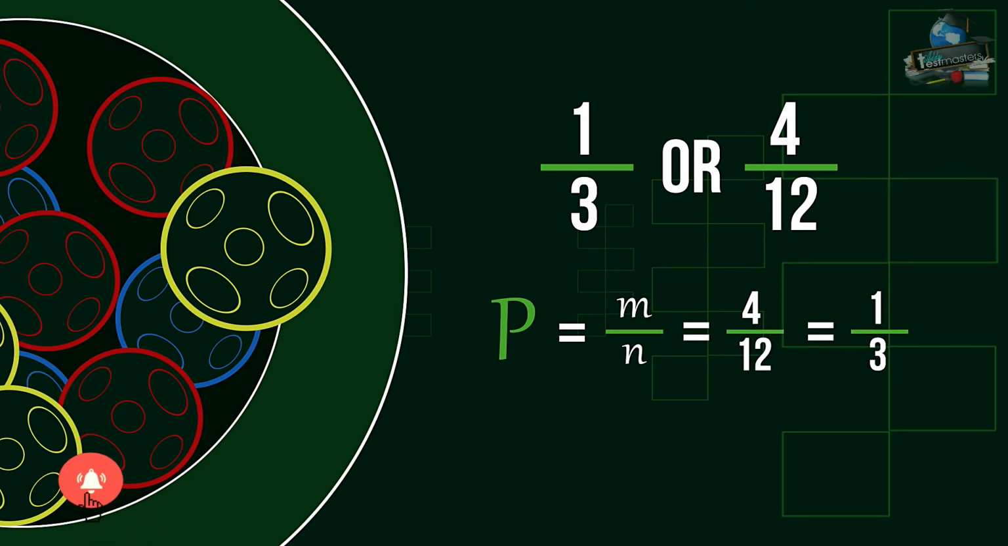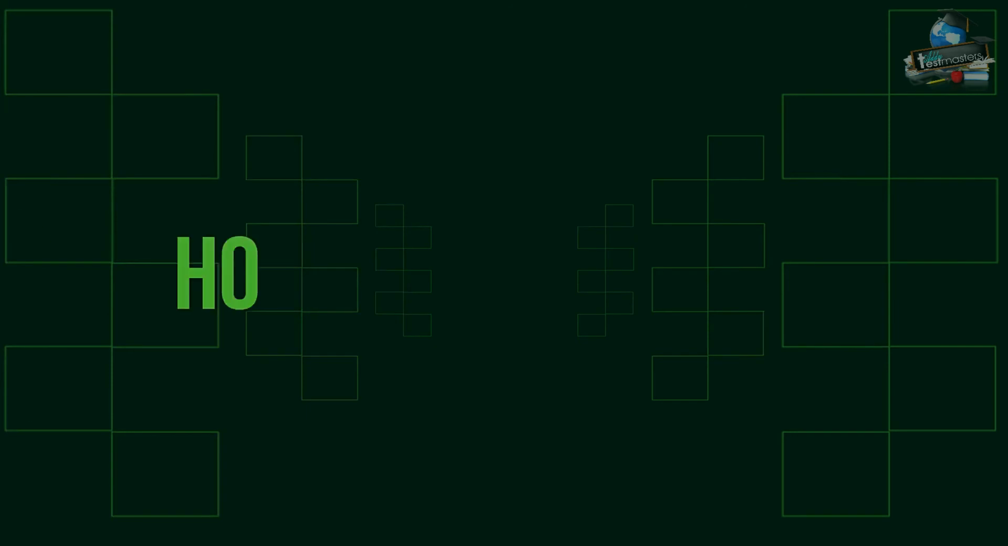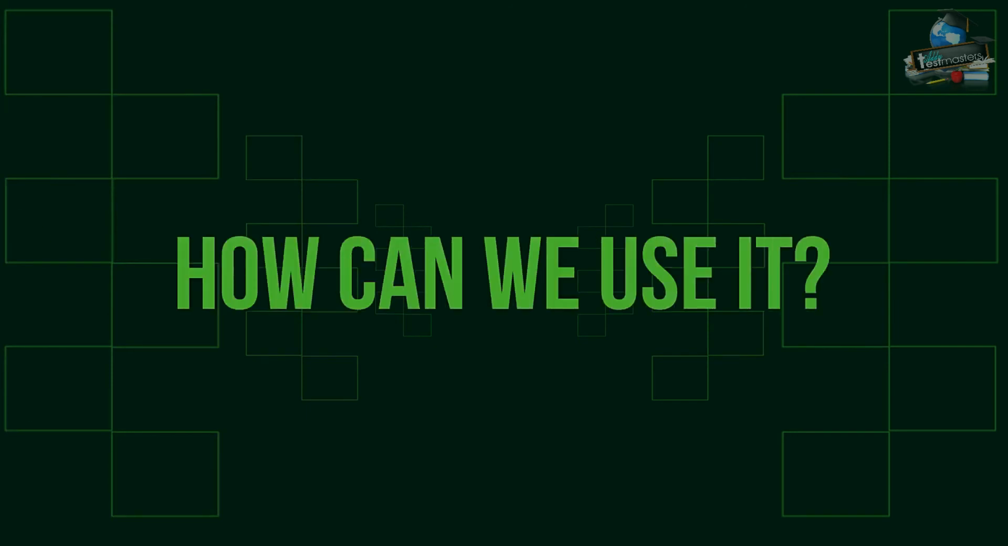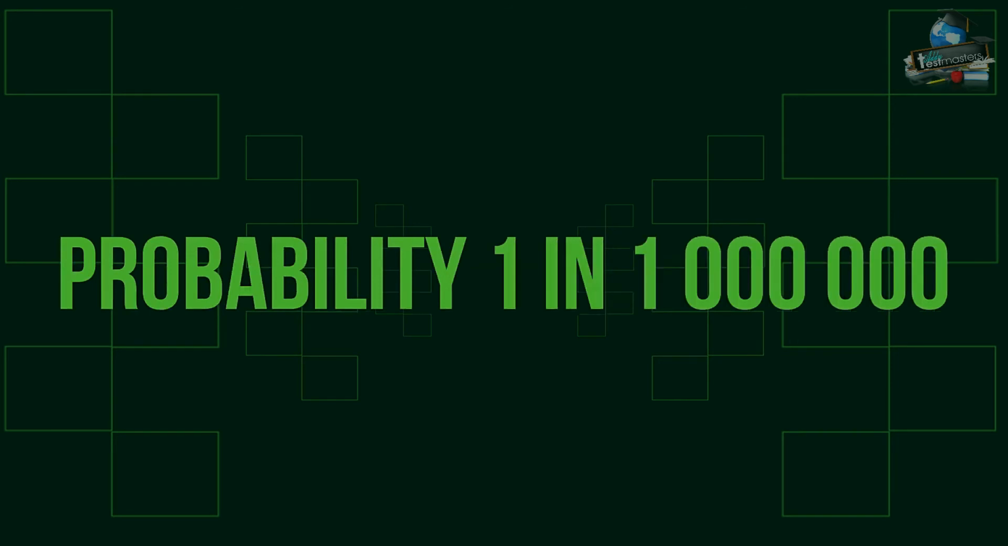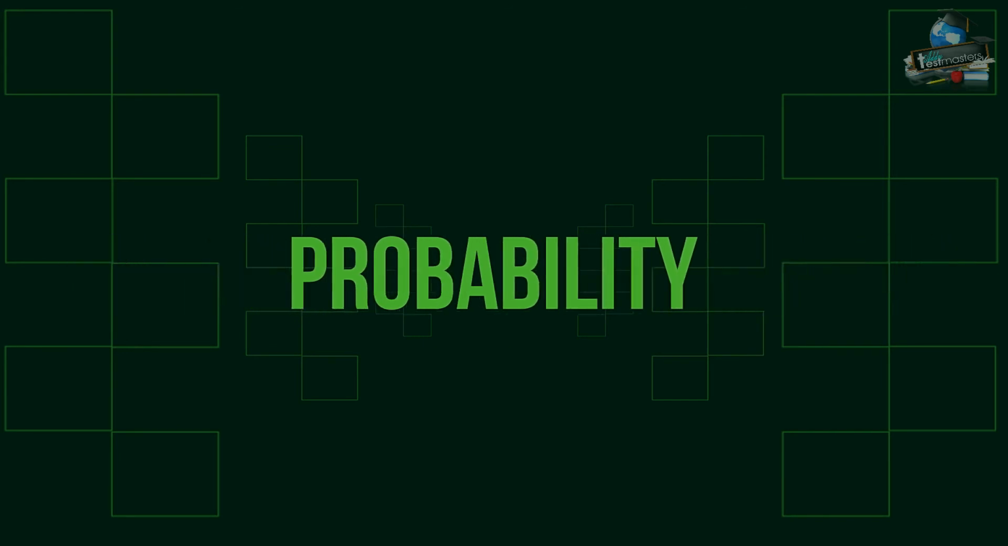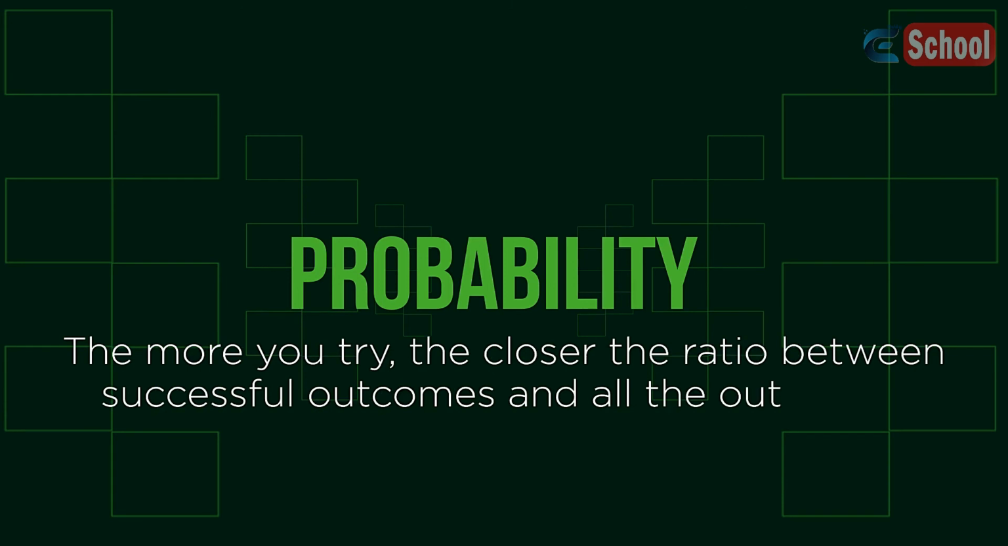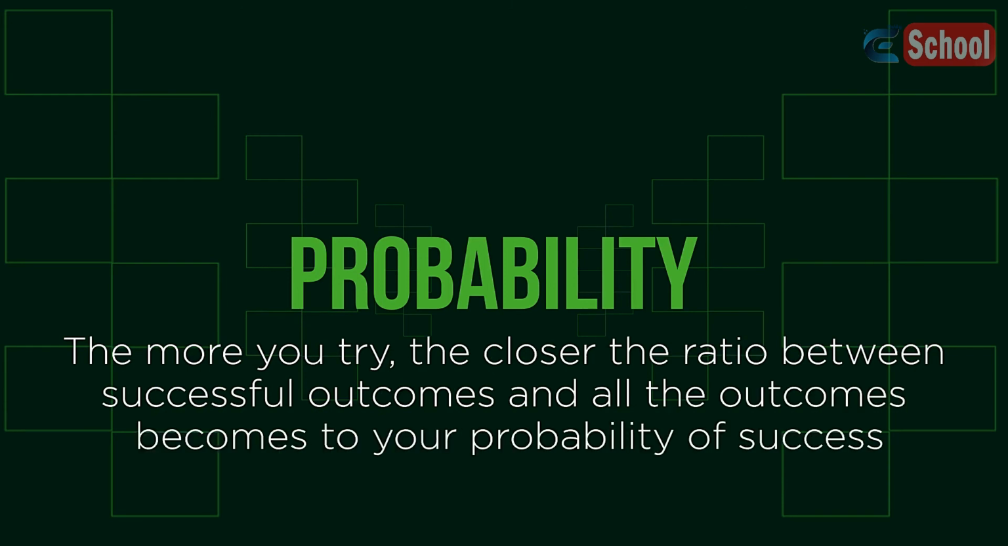And finally, what does probability show, and how can we use it? You could say that even if an event has a probability of 1 in a million, it still may occur. But it's so low, why would you even consider it? Okay, you're right, but probability also shows us that if you repeat an experiment many times, the ratio between successful outcomes and all the outcomes become closer to your probability of success.